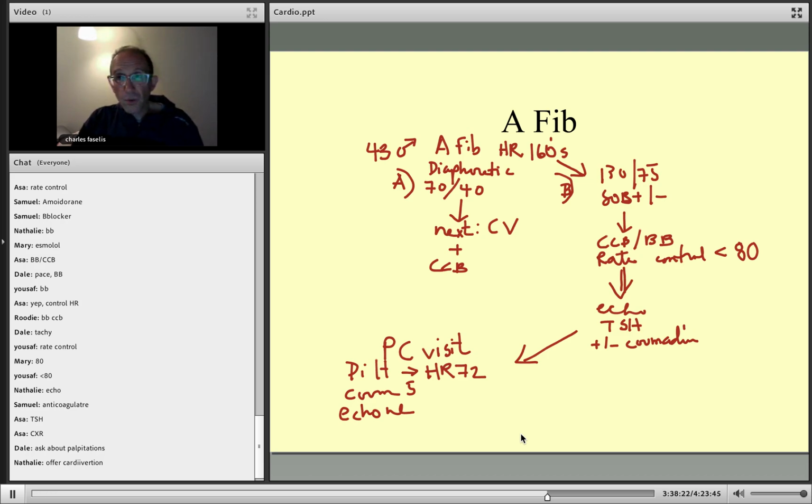Okay. So one option here is, okay, continue the same regimen as above. Right. Everybody okay with that? And what's your other option? There's still another option. There's always another option in medicine.